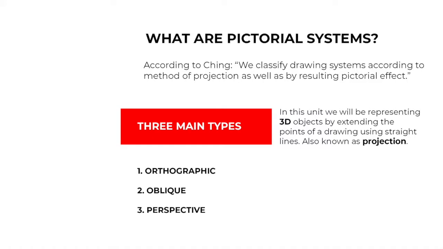When we think about different drawings across these professions, we classify them in systems according to their method of projection and by resulting pictorial effect. Those are words directly from Ching, and so there are three categories of drawings that we will look at here. The first category is orthographic drawing, the second category is oblique drawings, the third are perspective drawings, and we'll be doing examples of all of these types throughout the semester.